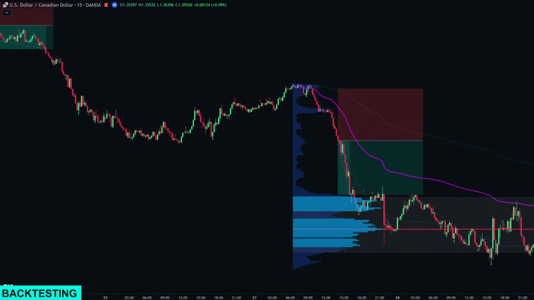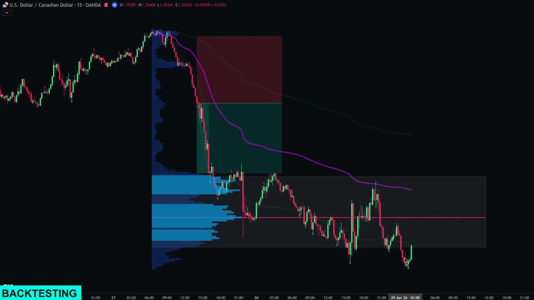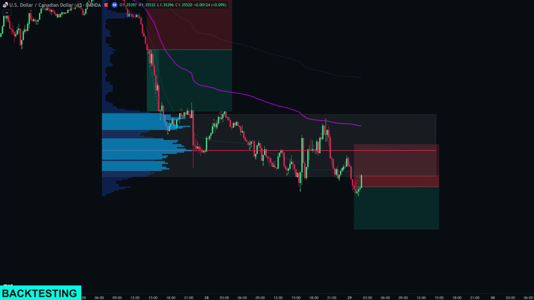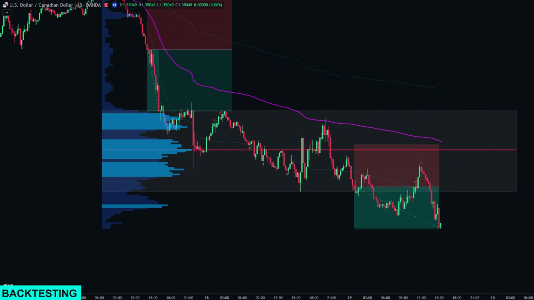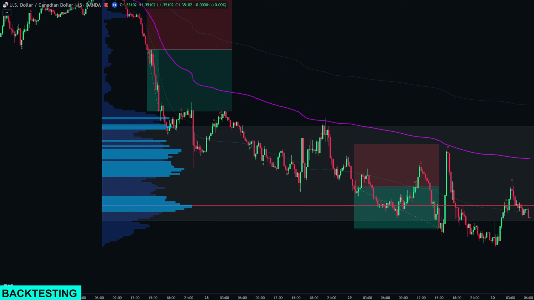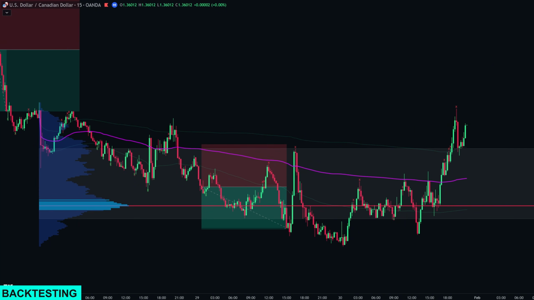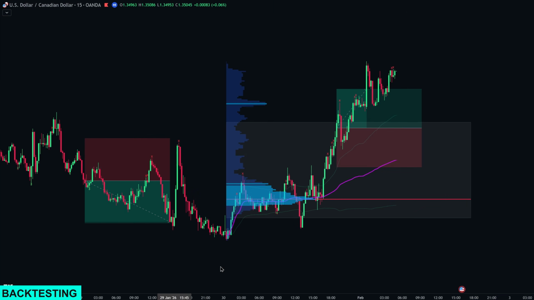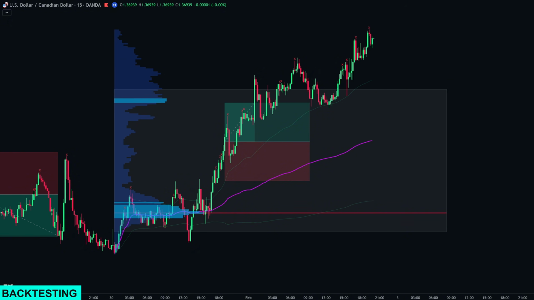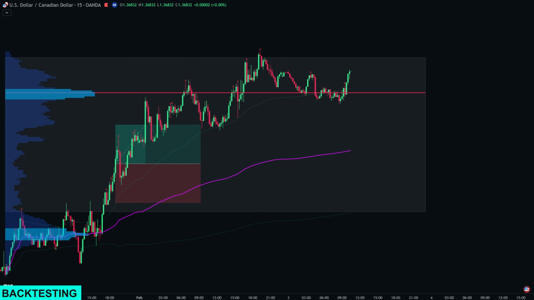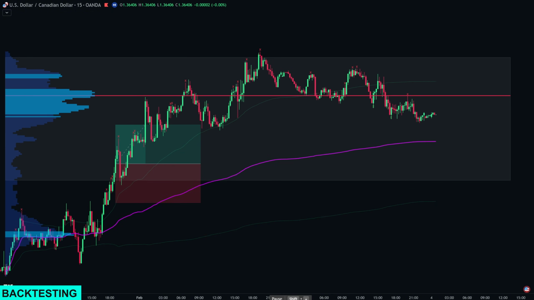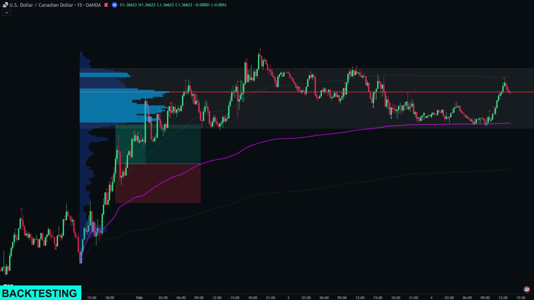We are not going to change anything. We are not going to adjust settings. We are not going to skip losing trades. We apply the exact same rules every single time. When price is trading inside the dark gray box and inside the volatility band, we do nothing. That area represents balance. It represents compression. It represents a market that has not decided on direction yet. There is no edge inside equilibrium.